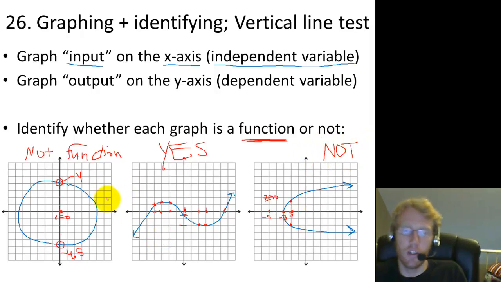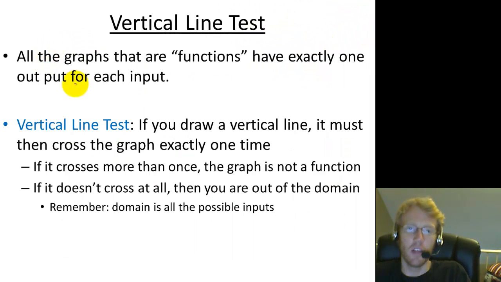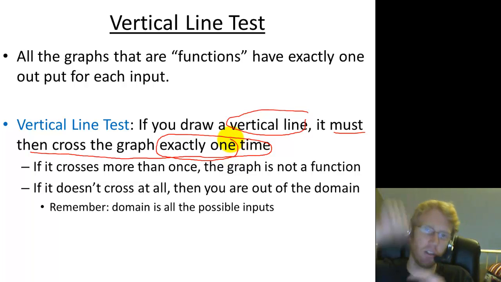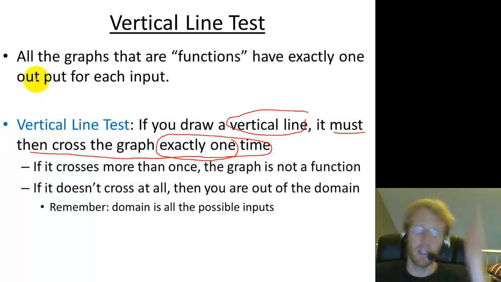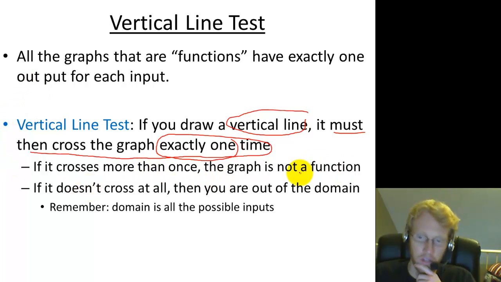Okay, so you can probably see why it's called the vertical line test. Let me zoom ahead to the slide here. The vertical line test says if you draw a vertical line, it must cross the graph exactly one time. Any vertical line must cross the graph exactly one time, because the number of times that it crosses tells you how many outputs there are. The definition of a function, remember, was that for each input, that's a single vertical line, there can be only one output, which is the number of times it crosses the graph. If it crosses more than once, it's not a function. And if it doesn't cross at all, then you're not in the domain.